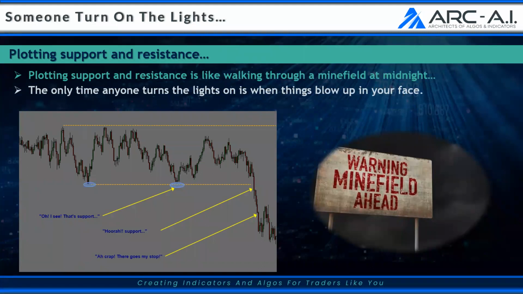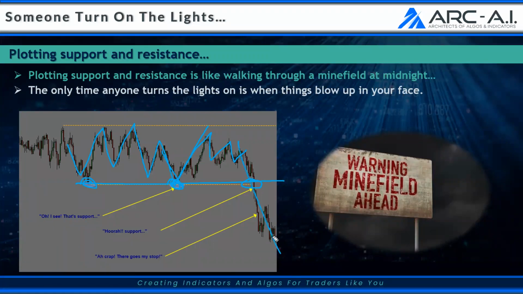The only time anyone turns the lights on is when things blow up in your face. And we can see this in this example here, that we see an area here, and by the time the market comes in here and bounces out, we go, oh yeah, okay, I see there's support here, and so we're expecting support here. And you're going, all right, we can get a trade location here. The market's oscillating, it's bouncing around. We've got opportunities to get long at these lows. Why wouldn't we expect that? The market's done it before.